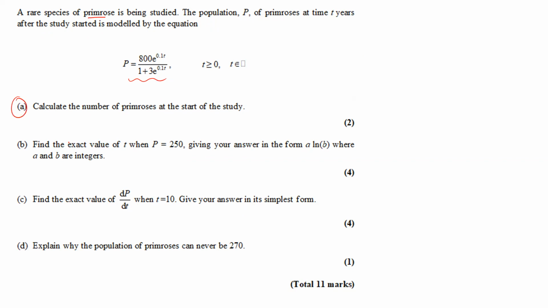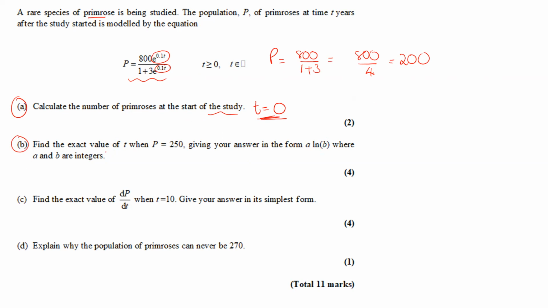Part A, calculate the number of primroses at the start of the study. So at the start of the study, t is going to equal 0. So all we need to do is put t is equal to 0, and anything to the 0 is going to be 1. So that's just going to be 800 over 1 plus 3, so 800 divided by 4 is just going to be 200. Everyone okay with that? Calculate the number of species at the start, so t is 0.